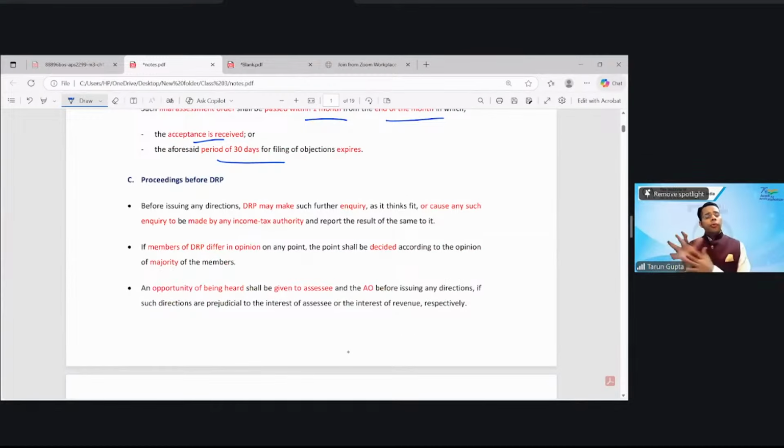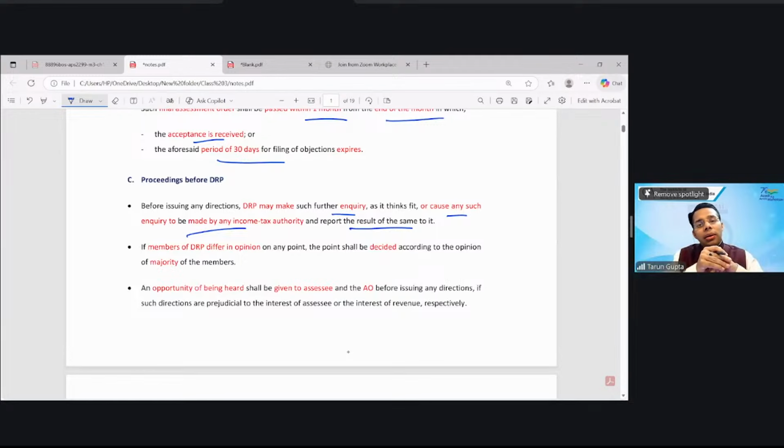Now, if SSC goes for the DRP route, he doesn't file an acceptance, he files an objection before the DRP and AO. So what does the DRP do? Before issuing any direction, DRP may make such further inquiry as it thinks fit. So law allows DRP to make inquiry over and above the inquiry already made by the AO, or cause any such inquiry to be made by any income tax authority and report the result of the same to it. So either the DRP panel can itself make an inquiry or it can ask any officer to make the inquiry on its behalf.